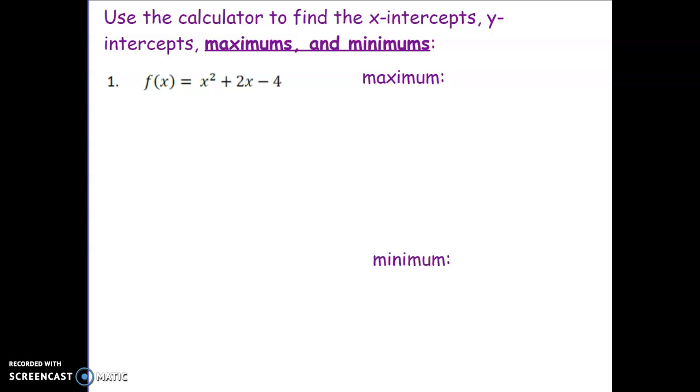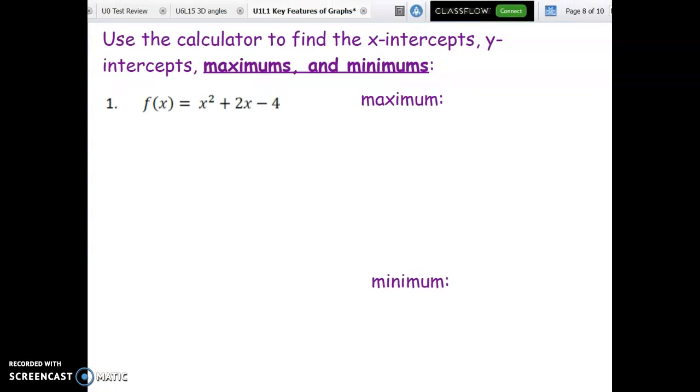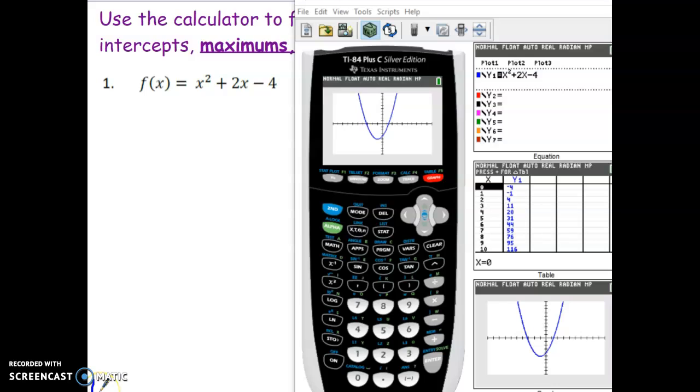All right, we can use the calculator to find maximums and minimums just like we could for x-intercepts and y-intercepts. So let's pull the calculator back up again so that we can do that. Okay, I have the first one graphed for us. You can see that this one has a local minimum, but no local maximum. It goes on and on forever up, but it does have a local minimum right here.